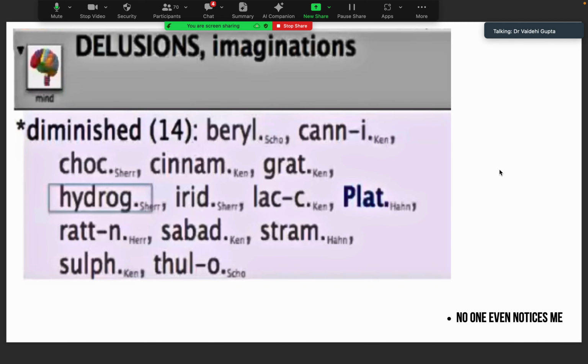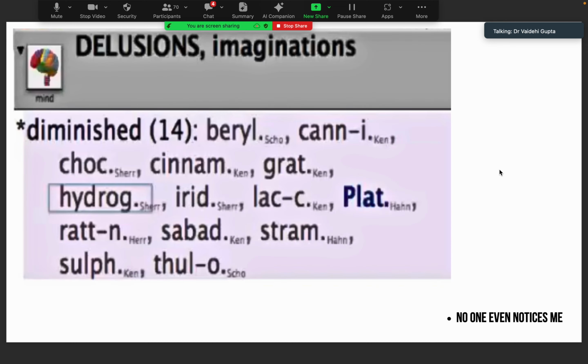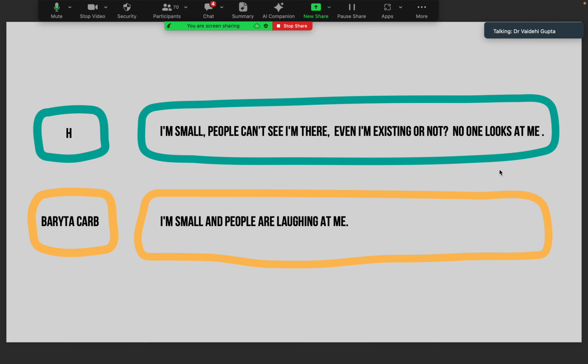Another rubric, in this symptom, hydrogen is mentioned. It is a proved medicine. Delusion, imagination, diminished. Here also is hydrogen. He thinks that no one even notices me. I am so small that no one notices me. He feels diminished.